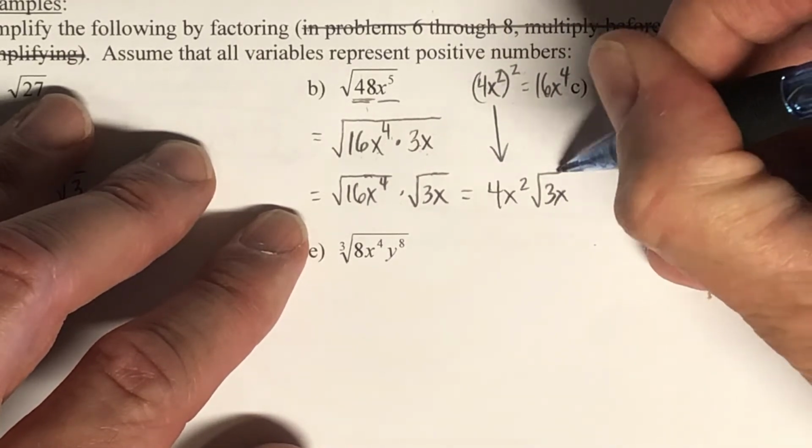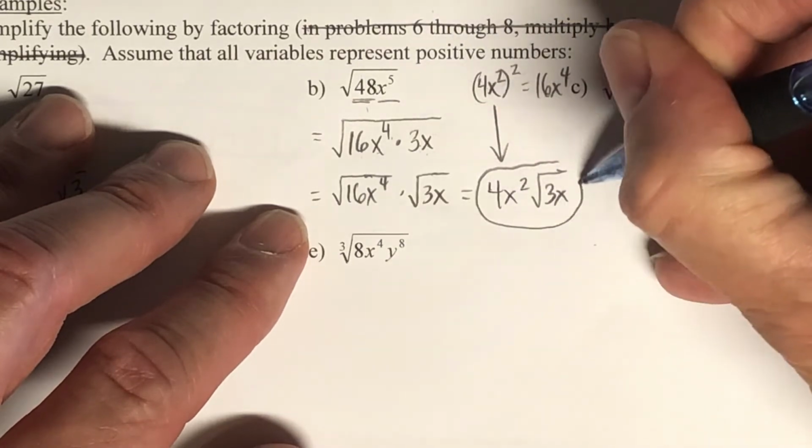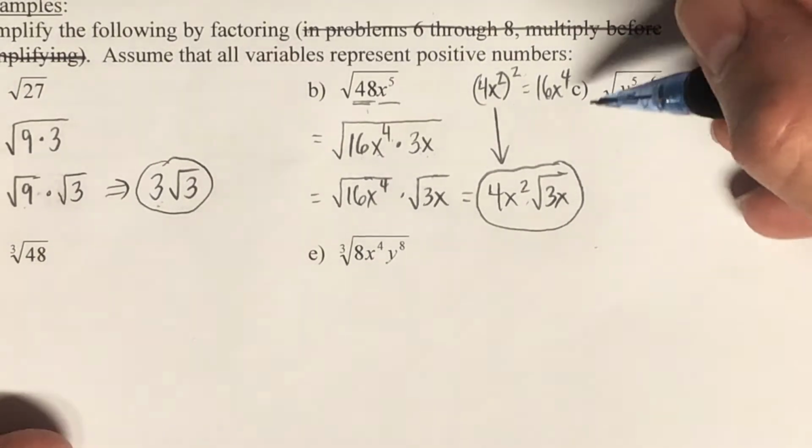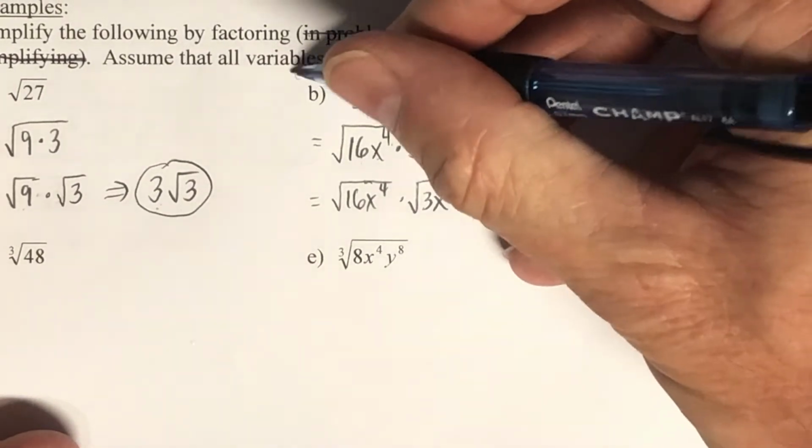And so just like in the last problem, you figure out what the first radical is equal to, and the second radical stays the same. Okay?